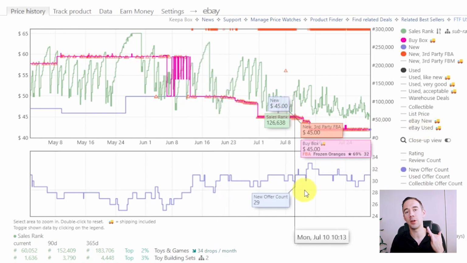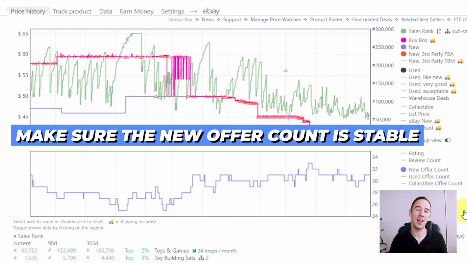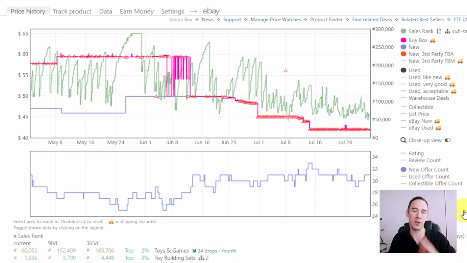Number two, I'm going to be looking at the new offer count. I want to make sure that new offer count is pretty stable. It's not going to the moon. I'll probably get away from that. That's a red flag for us.